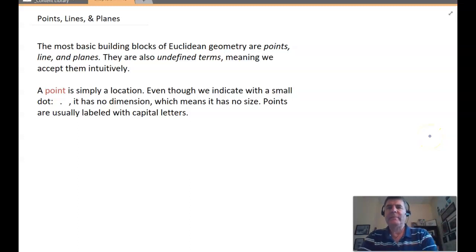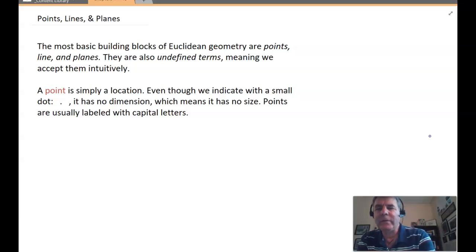The most basic building blocks of Euclidean geometry are three things: points, lines, and planes. They're also undefined terms. We can describe them, but they don't have a strict mathematical definition. So what's the first building block? It's a point, and that's simply a location in space.